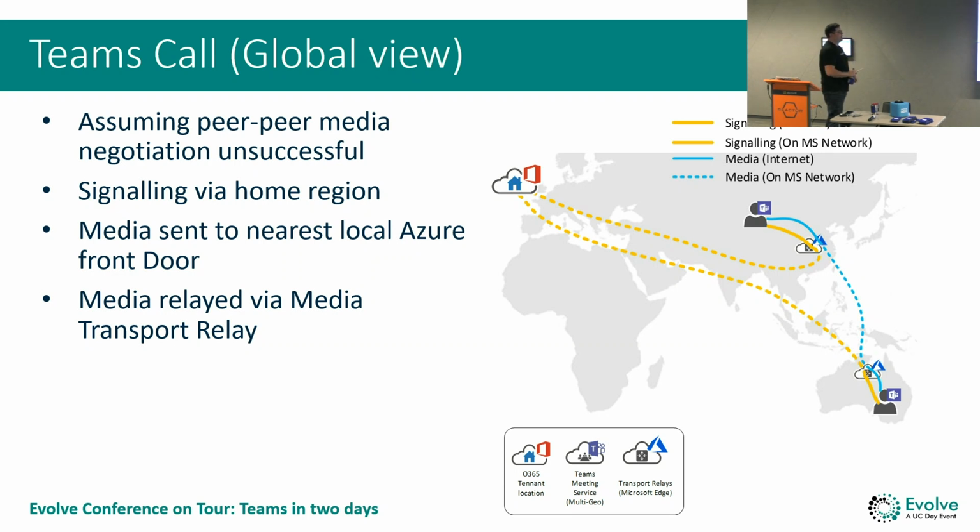Also, just worth pointing out that was for meetings, but if you've got a peer-to-peer call that isn't happening across your WAN, you remember that diagram that showed that they will negotiate via the Teams service, sometimes via these transport relays. The same kind of thing can happen here. So signaling still going back via your tenant, but then media will be user to transport relay to transport relay to user. So again, it will try and keep things local where it can.